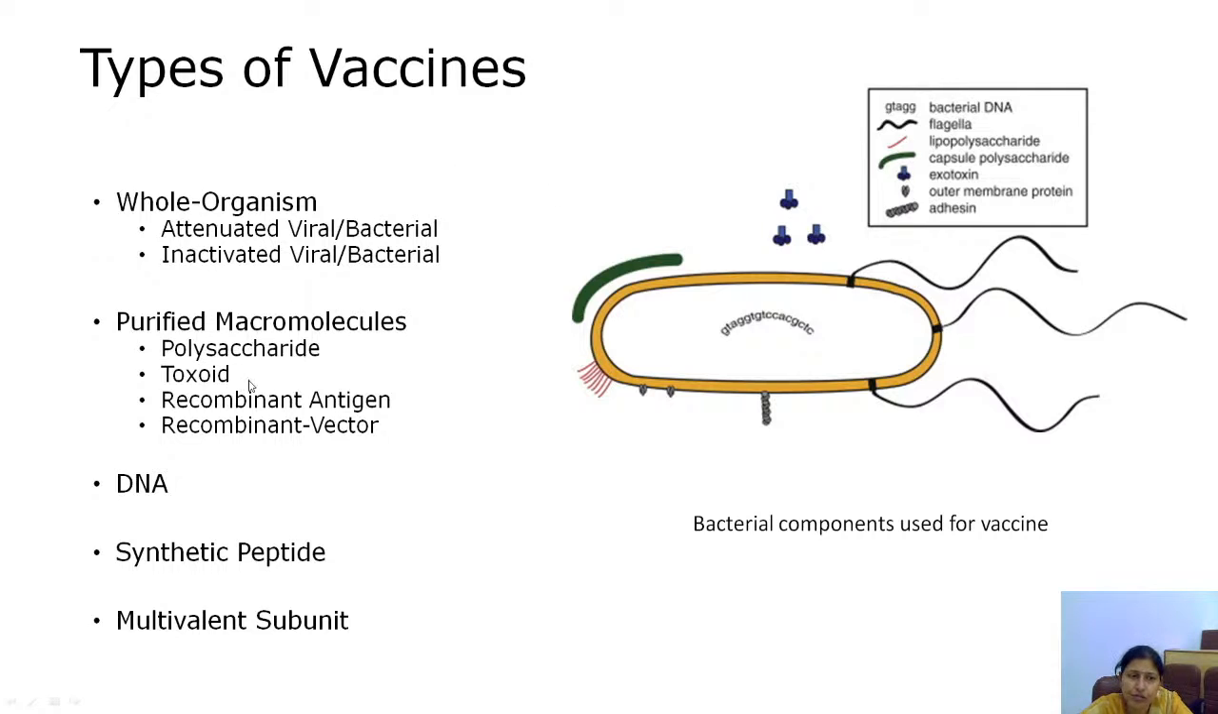Sometimes they use purified macromolecules such as the polysaccharide, the toxoid, or some antigens which can be recombinant, and vectors. Vectors can also be modified; these are known as recombinant vectors. We may target the DNA also. We may target certain proteins, synthetic peptides, and there may be multivalent subunits taking different units of the bacteria.